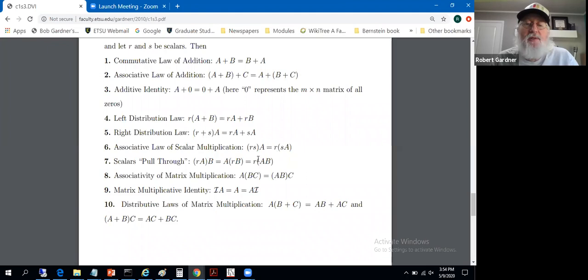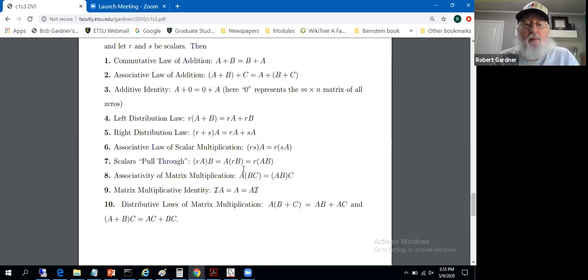Scalars interact when we have a product like this. If we take scalars R and S times matrix A, we could first take scalar S times matrix A and then take scalar R times matrix SA. Also, since there's only one matrix involved and the definition of scalar multiplication is pretty straightforward, that shouldn't be a surprise.